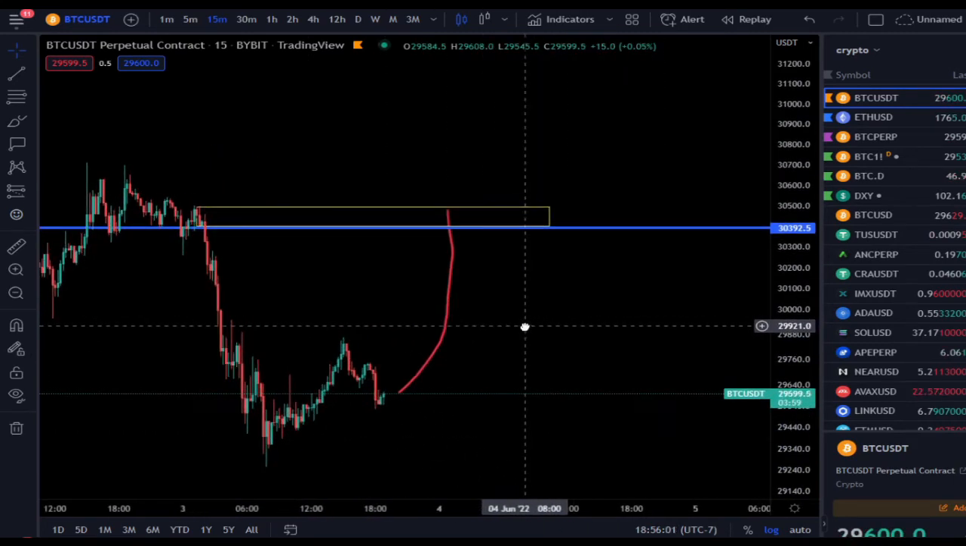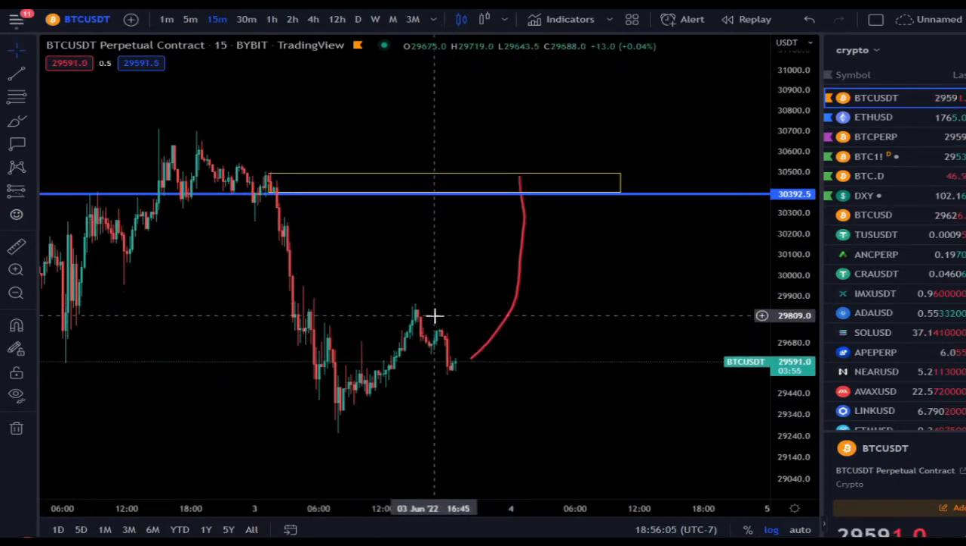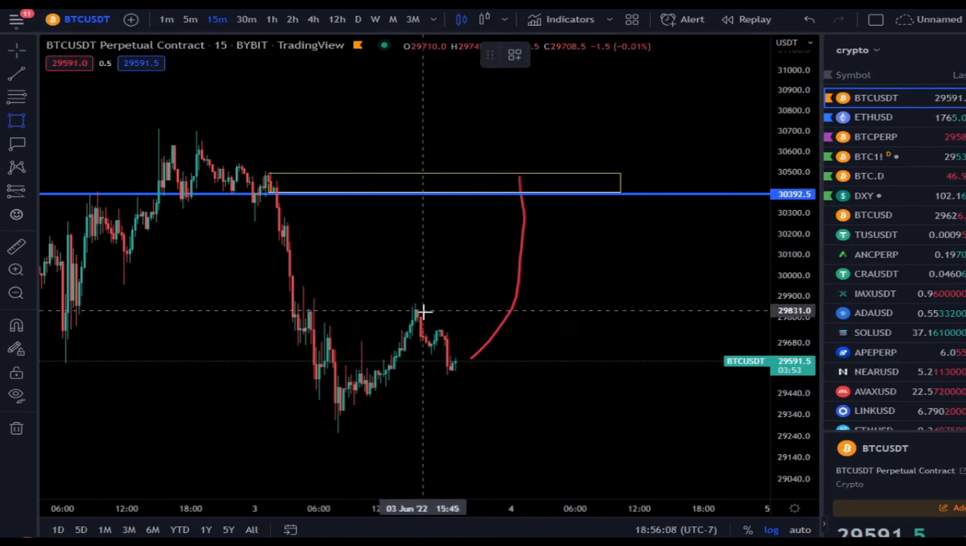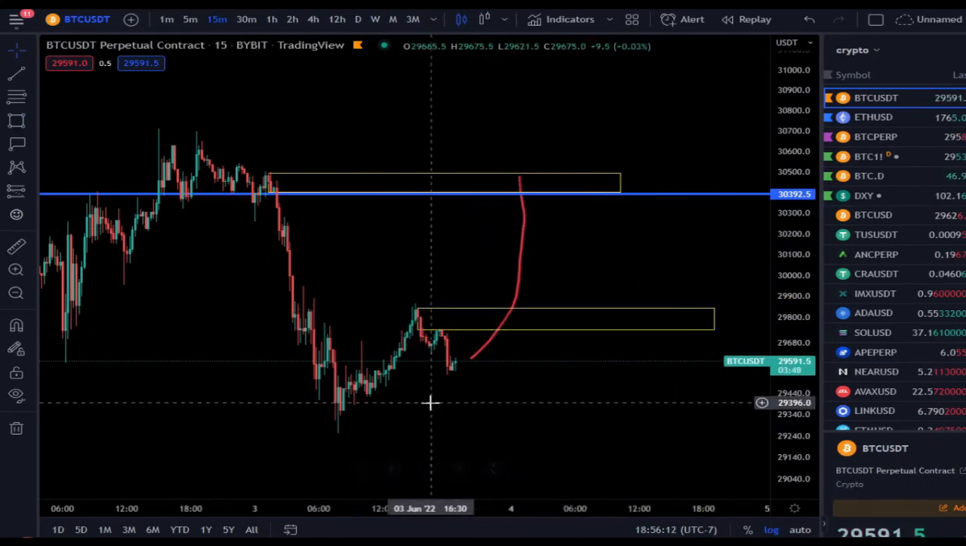And then if we're looking to take profit, we want to take profit on this comeback down and this test of this level right here. So these would be the two little levels I would be looking to push up through.